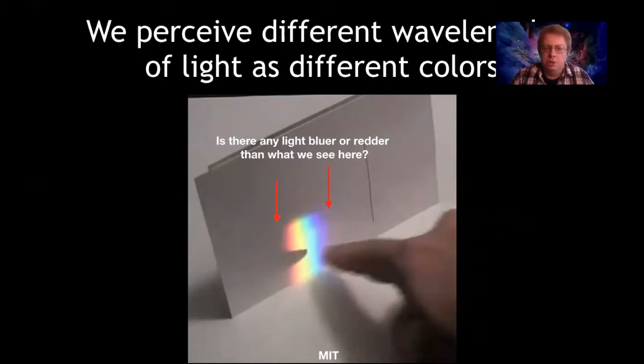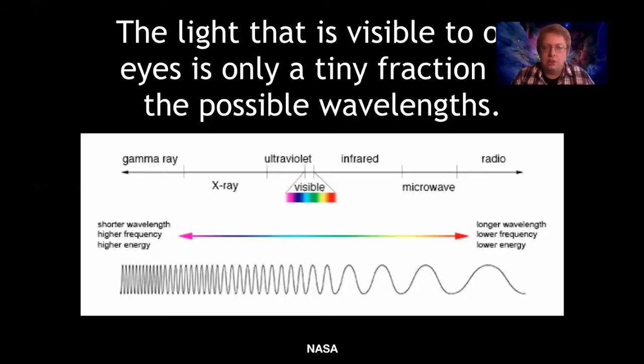But you might then wonder, what about on the edges of the red side and of the violet side? Is there any light that's either bluer or redder than what we can see here that we're just not seeing? And it turns out the answer is yes. The light that we can see with our eyes is only a tiny fraction of all of the possible wavelengths of light that can be produced. So in this diagram here, I'm showing the different wavelengths of light. And in the middle of the diagram is the visible wavelengths. These are the familiar colors of the rainbow that we see with our eyes every day.